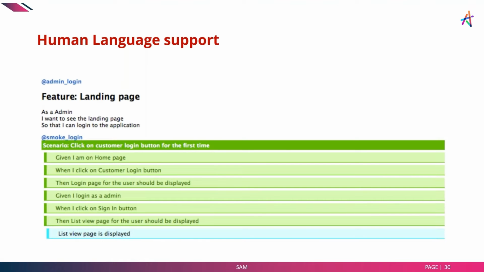So this is how your feature file will look, and you can see the feature landing page. As admin, I want to see the landing page so that I can log into the application. This is the feature, and then this is the scenario: click on a customer login button for the first time. Given I'm on a home page, when I do this, then I expect this. This is the precondition, I do it, then I expect it. This is basically how your feature file will look.